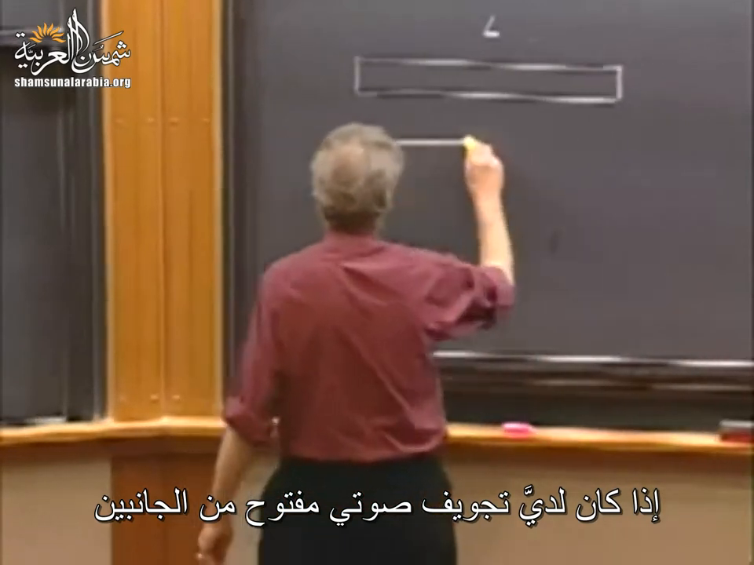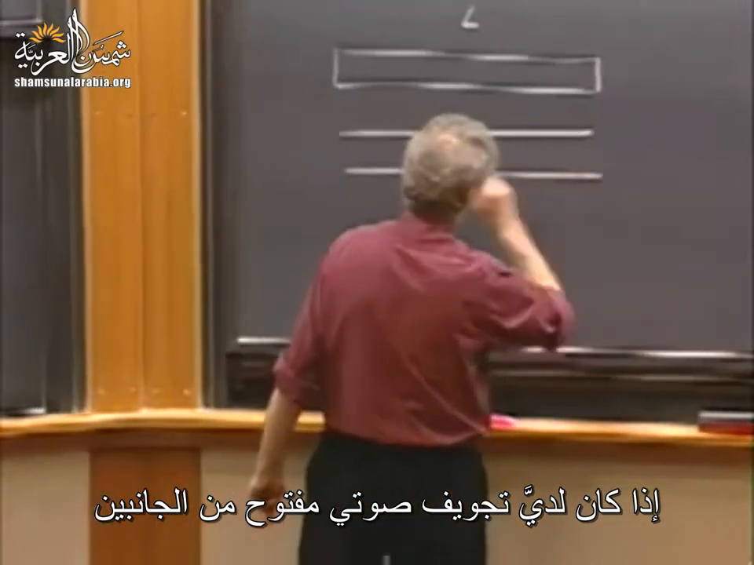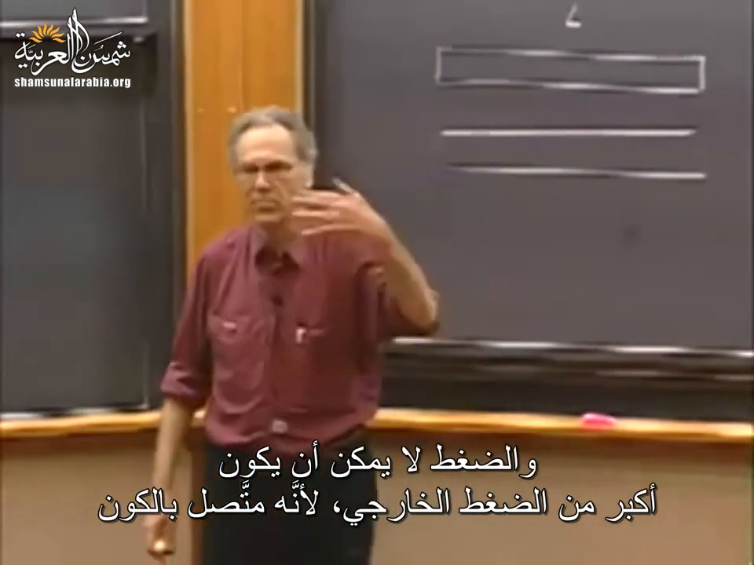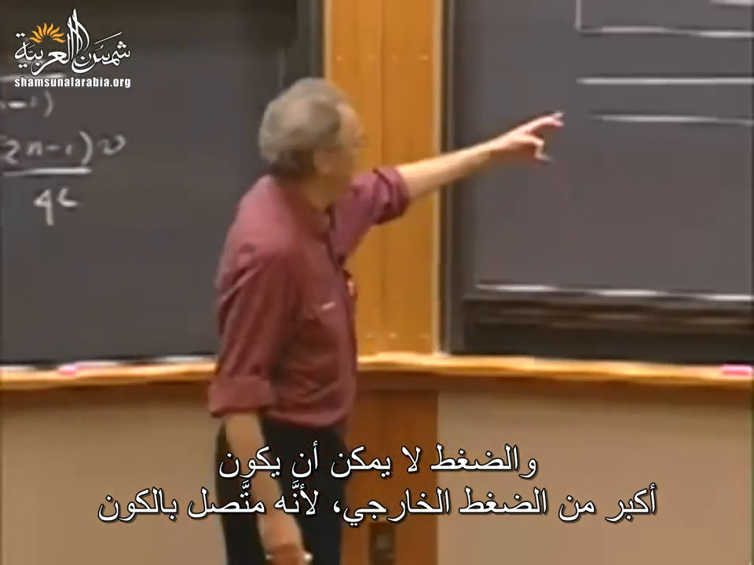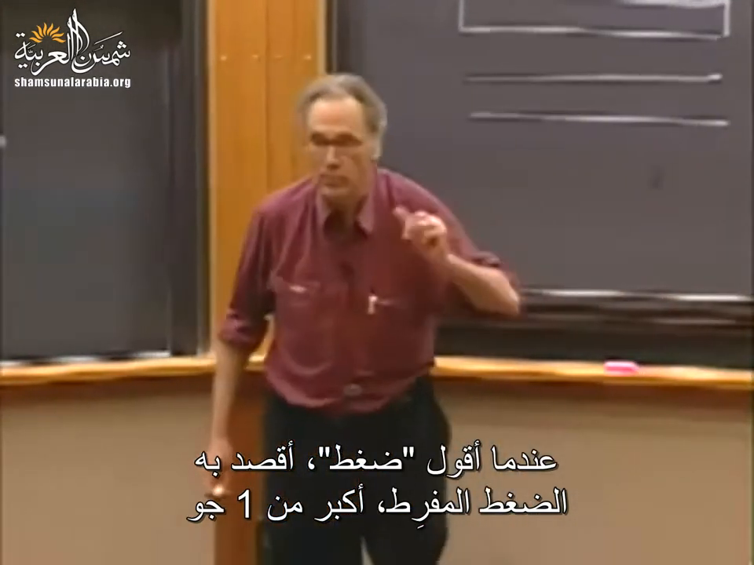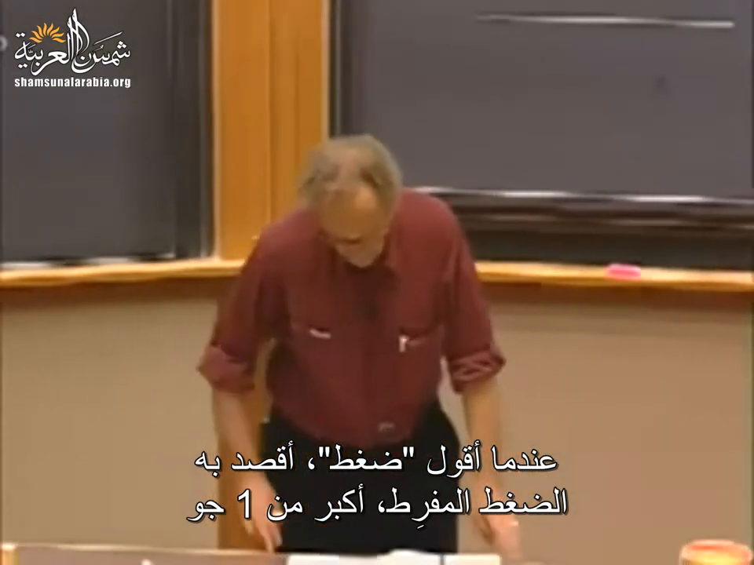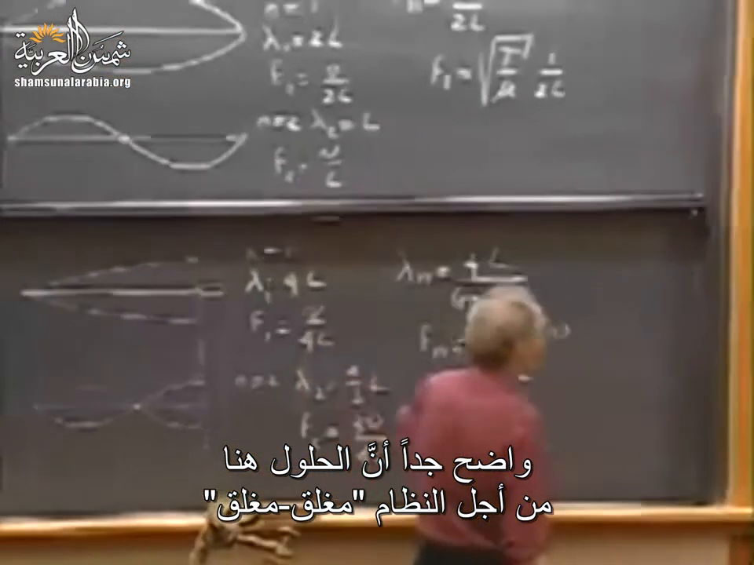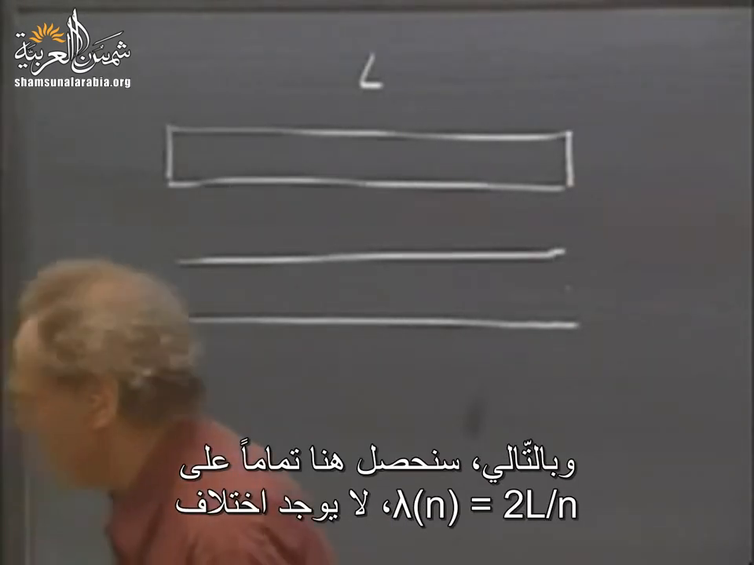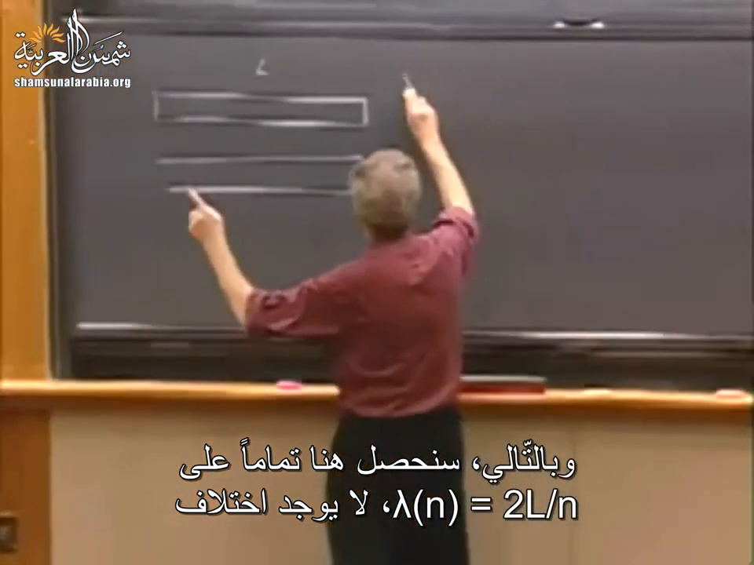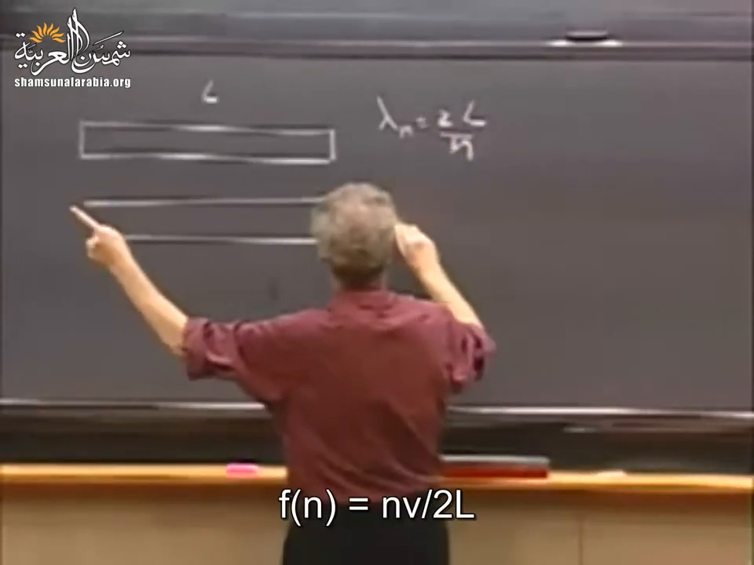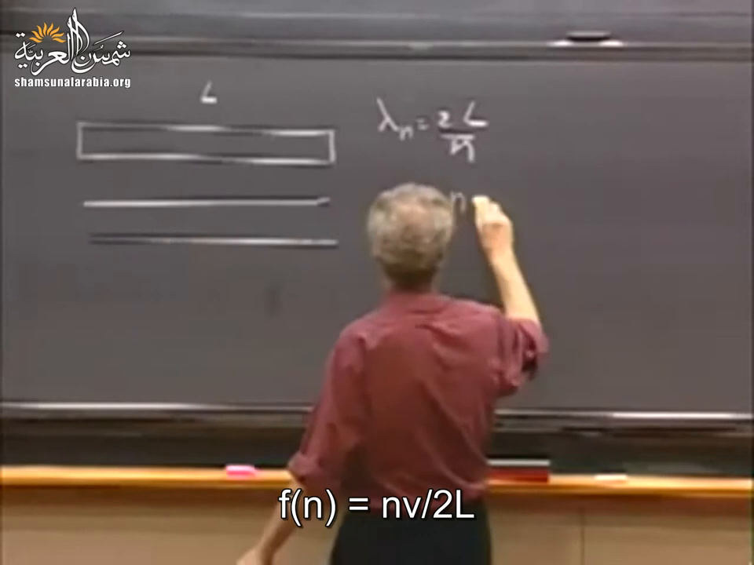If I have here a sound cavity which is open on both sides, then I have here a pressure node and I have here a pressure node. The pressure can never be higher than the ambient pressure because it's connected with the universe. When I say pressure, I always mean overpressure, over and above 1 atmosphere. And so it's immediately clear that the solutions that we worked out here for closed system must be exactly identical to this. So you do get precisely here that lambda n is again 2L divided by n. There is no difference. And f of n is nv divided by 2L.